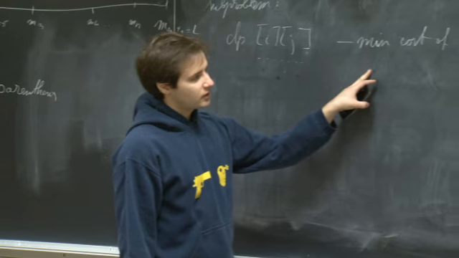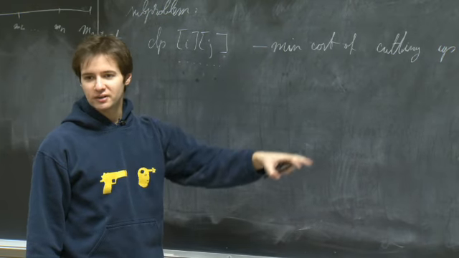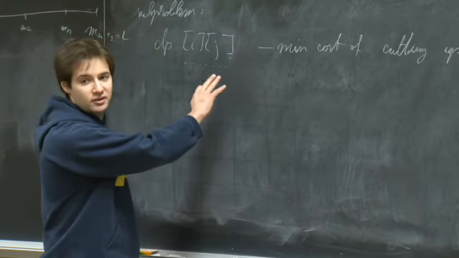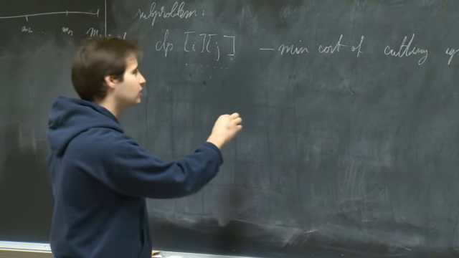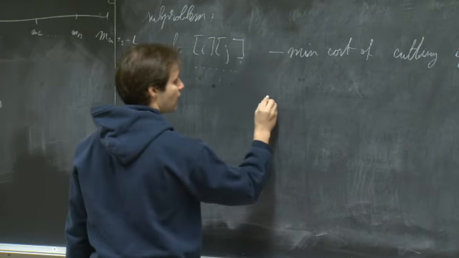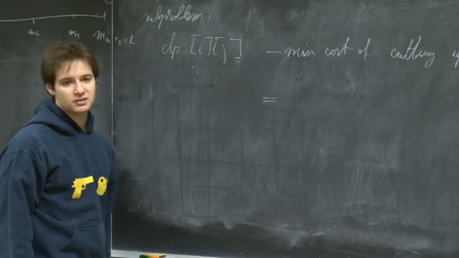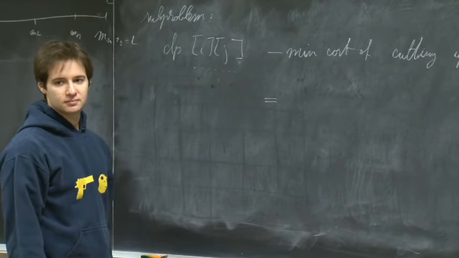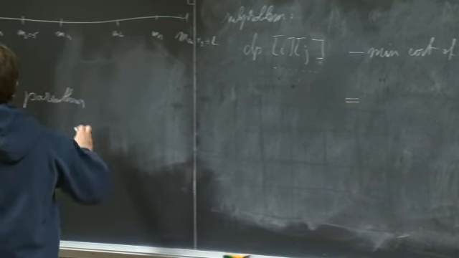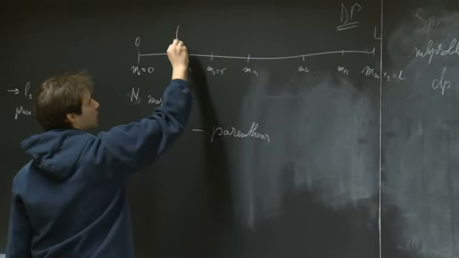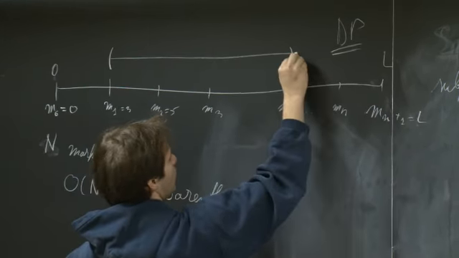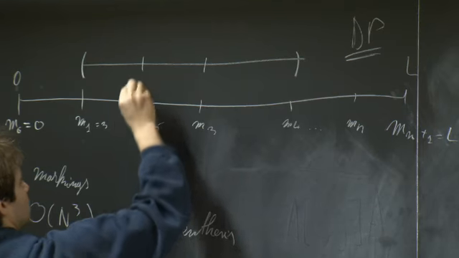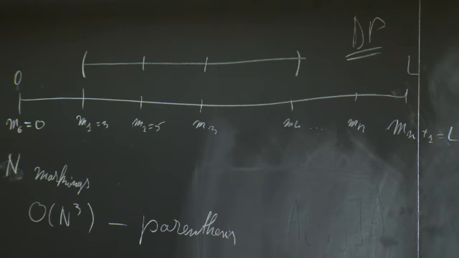So: min cost of cutting up the board from marking I to marking J. I like this. Have this on your exam if possible, because this will make your life easier when you get to the next step, which is how do we compute dp of ij? So suppose I'm looking at the subboard from M1 to M4. So I'm looking at only this. How do I compute the best way to cut the board from M1 to M4?